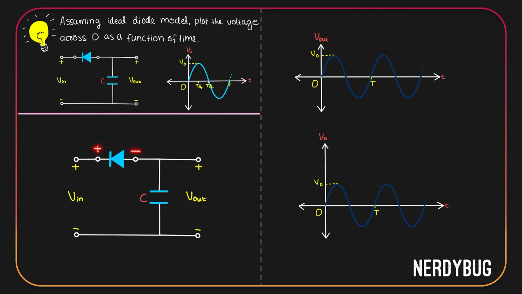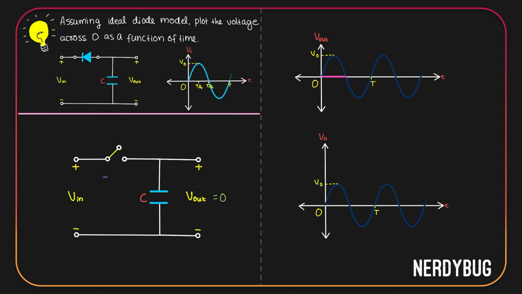It is reverse biased, so we can replace it using an open circuit. The capacitor is not charged, so the potential across it is 0. Therefore, during this time, V output is also 0. Let us plot it on the graph.